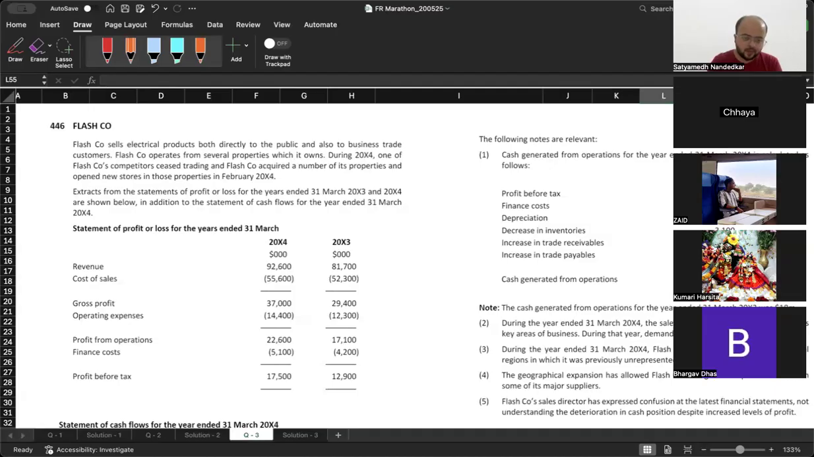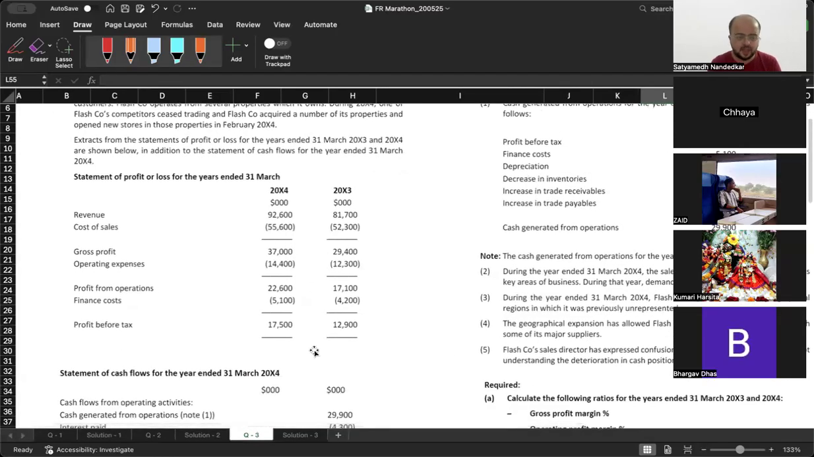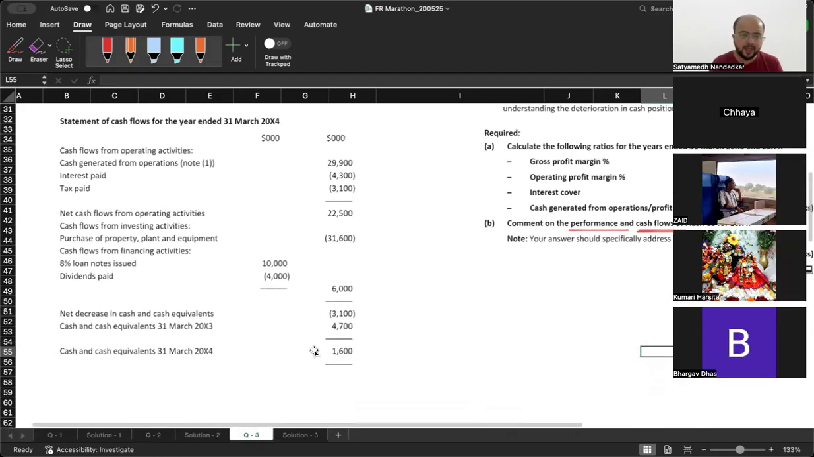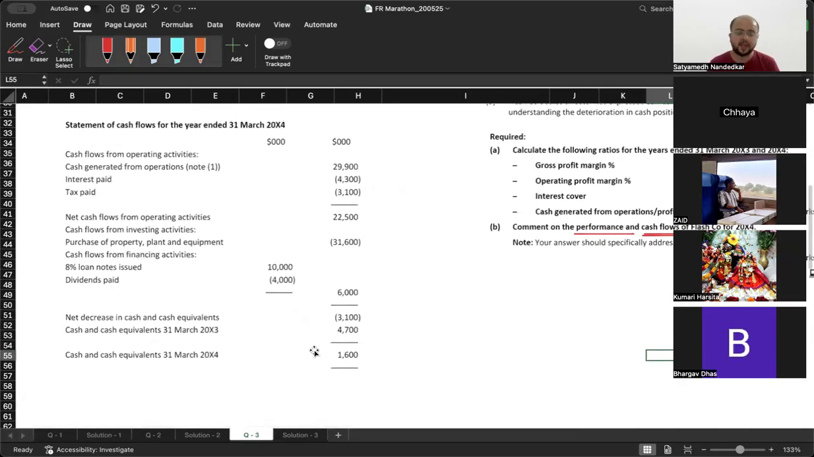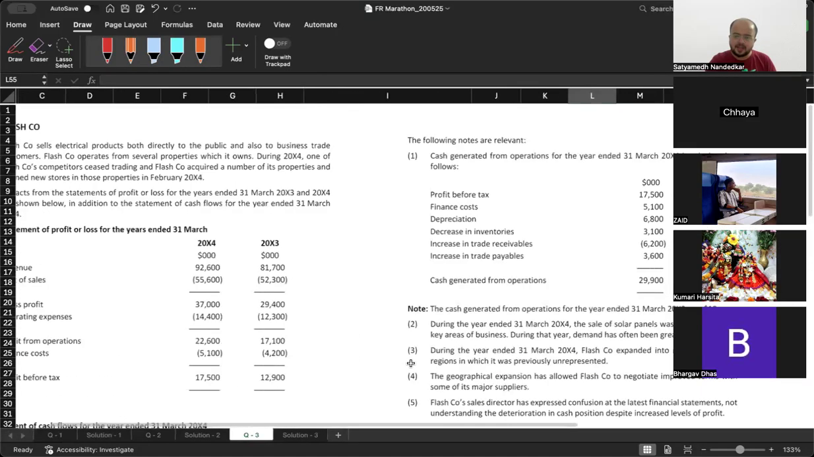The statement of profit and loss is for both years: revenue, cost of sales, GP, operating profit, finance cost, PBT. Statement of cash flows for the year ended 31st of March 2004: cash generated from operations, they have given something in note 1. Interest paid, tax paid, you have cash flow from operating activities. Then you have cash flow from investing activities: purchase of property, plant and equipment. Then cash flow from financing activities: 8% loan notes issued, dividend paid, and net decrease in cash and cash equivalents. Cash and cash equivalents on 31st of March 2003 are 4,700, reduced by 3,100, closing balance is 1,600.